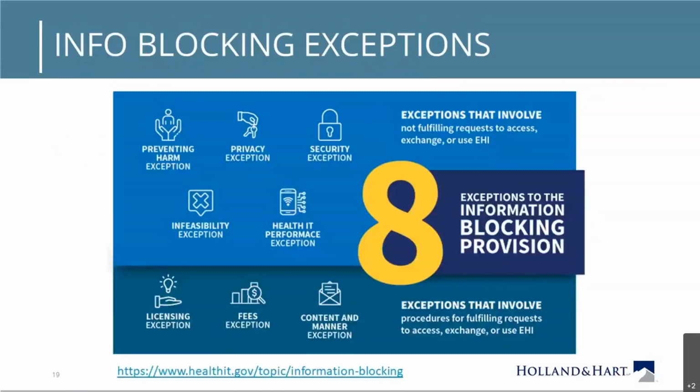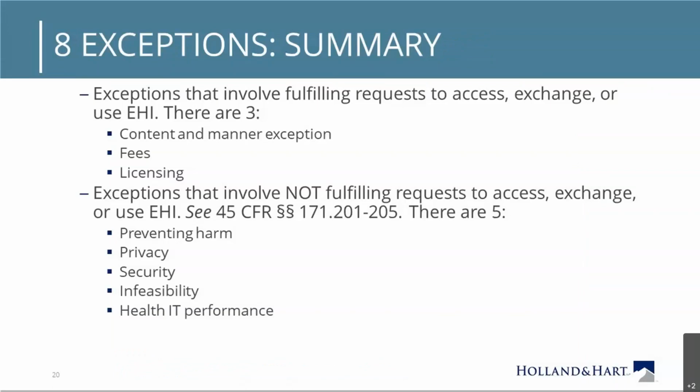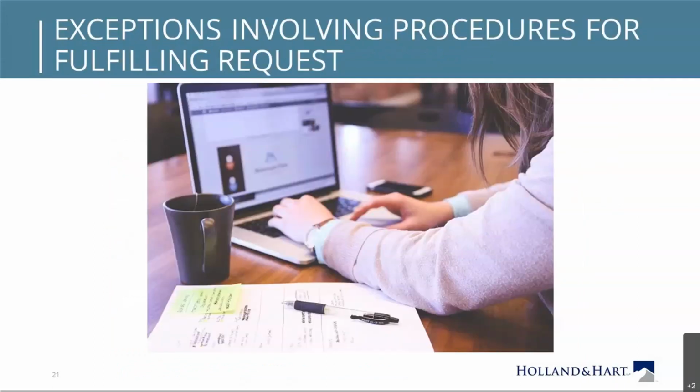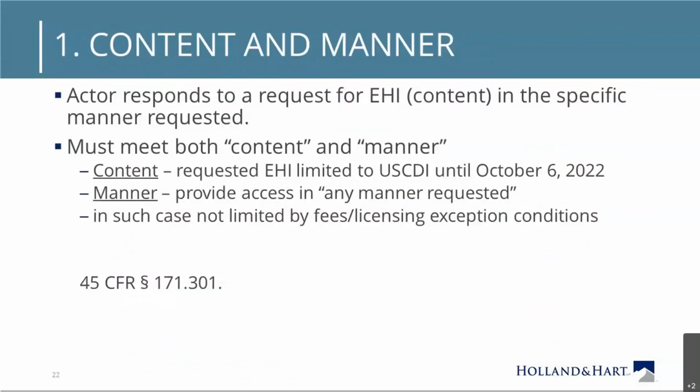So information blocking rule exceptions. We went through a couple of examples of things that could constitute information blocking. Those examples were made without regard to whether or not they might qualify for an exception. So there are eight exceptions overall. Three of them involve fulfilling requests to access, exchange, or use EHI. And then there are five that involve not fulfilling requests to access, exchange, or use EHI. So I'll go over the first three.